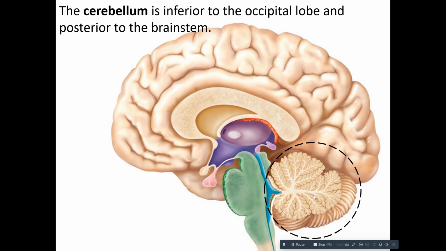We are back for a third and final video on the brain. So we're going to talk about the cerebellum, then some other brain systems, and then we're going to talk about brain protection, and then we will be all done. So the cerebellum, which is in that black circle right there, it is inferior to the occipital lobe and it is posterior to the brain stem.